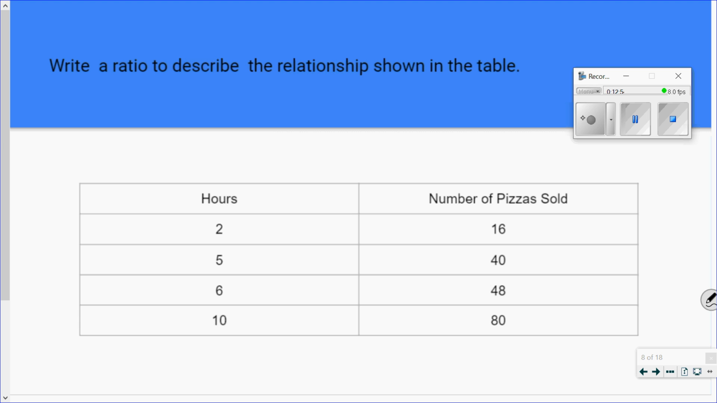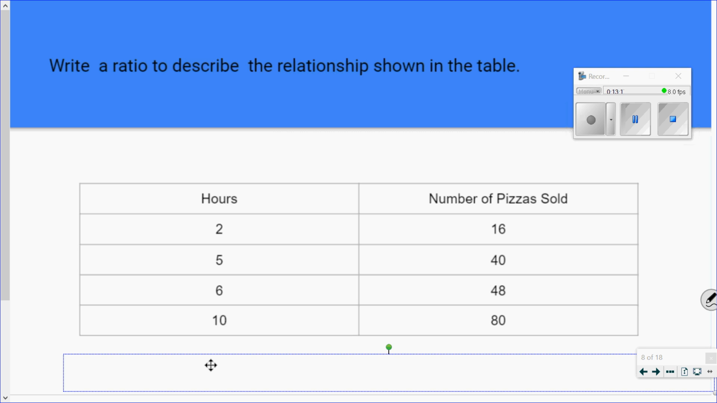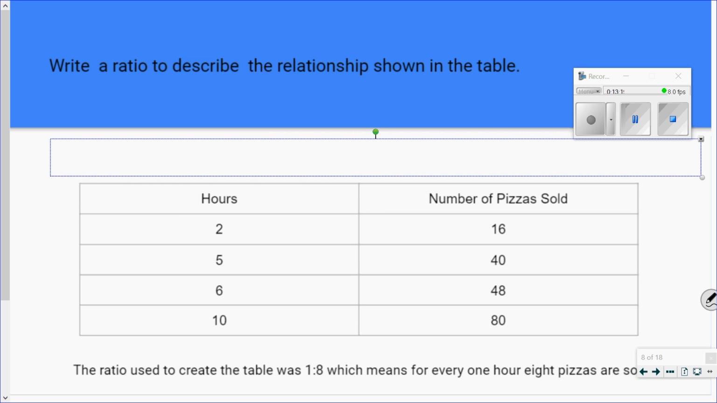No. They could be additive as well. Abigail. Okay, guys. You guys are forgetting, what are all these? They're all equivalent, right? They're equivalent. Okay, so they're equivalent, so there had to be a starting point somewhere. So who can tell me what the starting point is, Jaden? 20. There you go. So, they're equivalent because our starting point was 1 to 8, which means for every 1 hour, 8 pizzas are sold. Everybody see that?